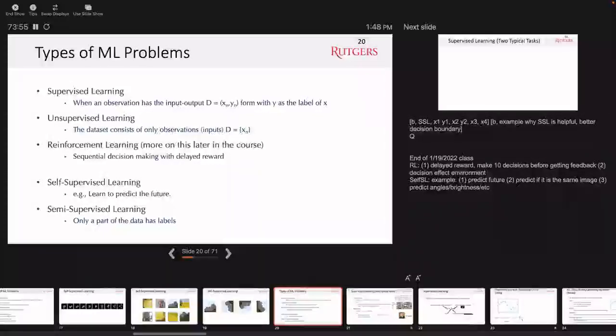Okay. So this is semi-supervised learning. See the time here. Let's take a 10-minute break, and we're going to resume at 1:58. Okay.